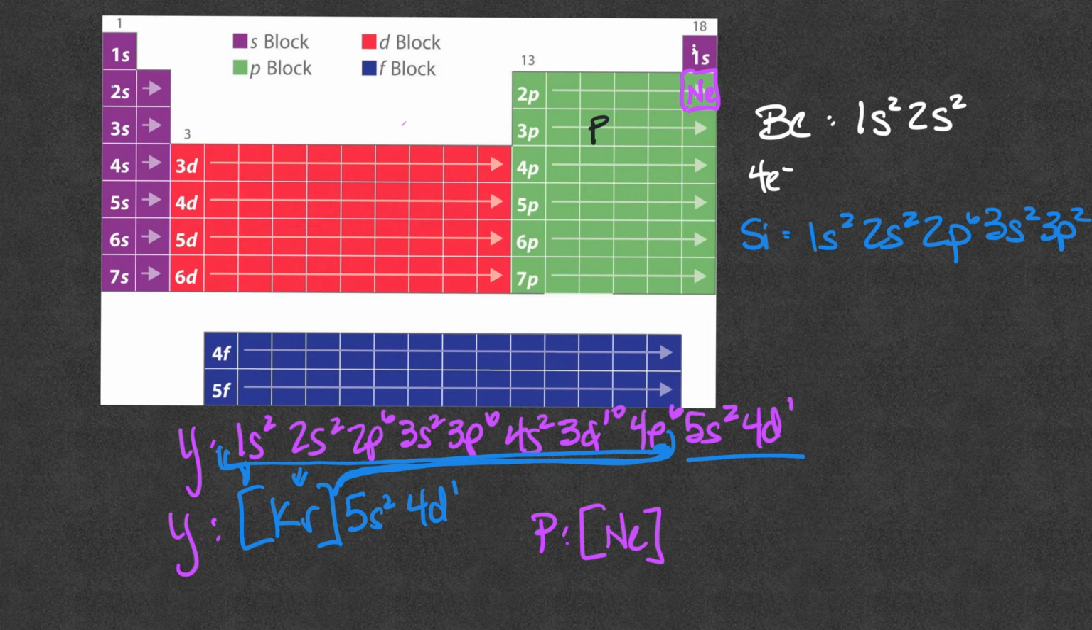This covers, I'm going to highlight this whole top section. This whole top section is covered by the brackets of neon. So all you really have to do is start in the same row that neon is in. So you start here. Not neon, but phosphorus. So we'll start right here. For phosphorus, we have 3s2, and then we have 3p3. And that's the noble gas configuration for phosphorus.